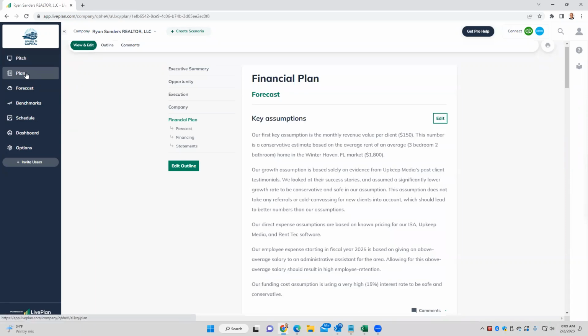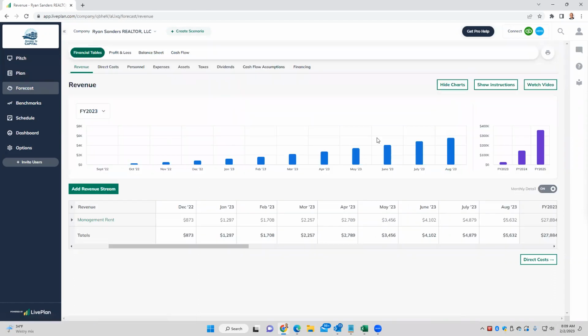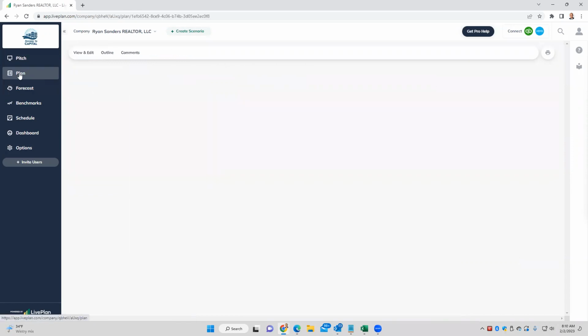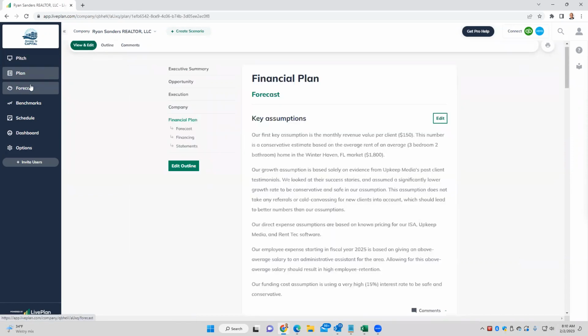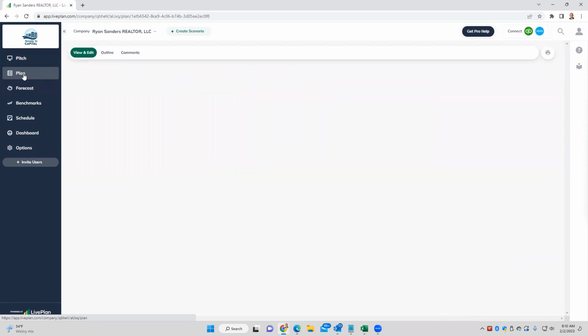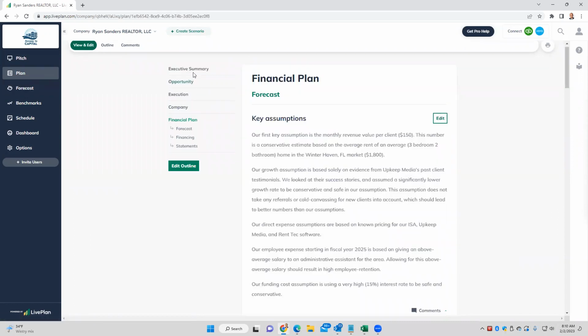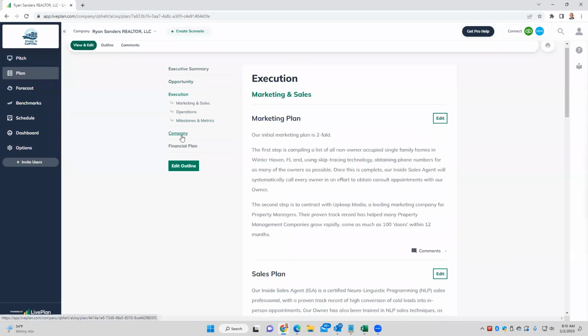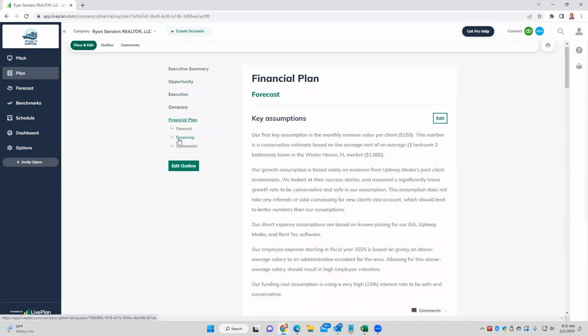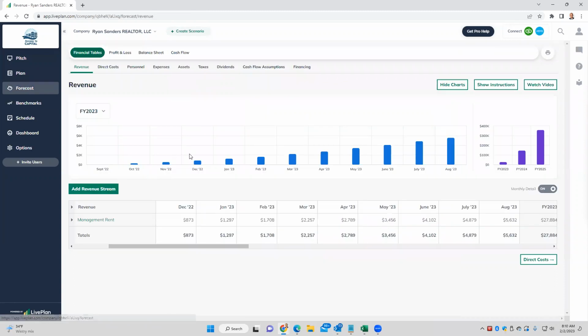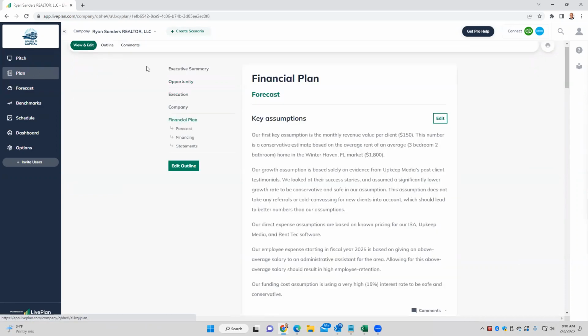Now, plan is at the core of it. So the plan, to me, in live using the software, is where the words are, and the forecast is where the numbers are. And I'll show you both, of course. And they migrate, the forecast, the numbers migrate into the plan, which we'll see in a minute. So then we have the categories: executive summary, opportunity, execution, company, and financial plan. I know that can be confusing, but financial plan's more the synopsis. The raw data is going to go over here in the forecast. And again, we'll get to that in a moment.